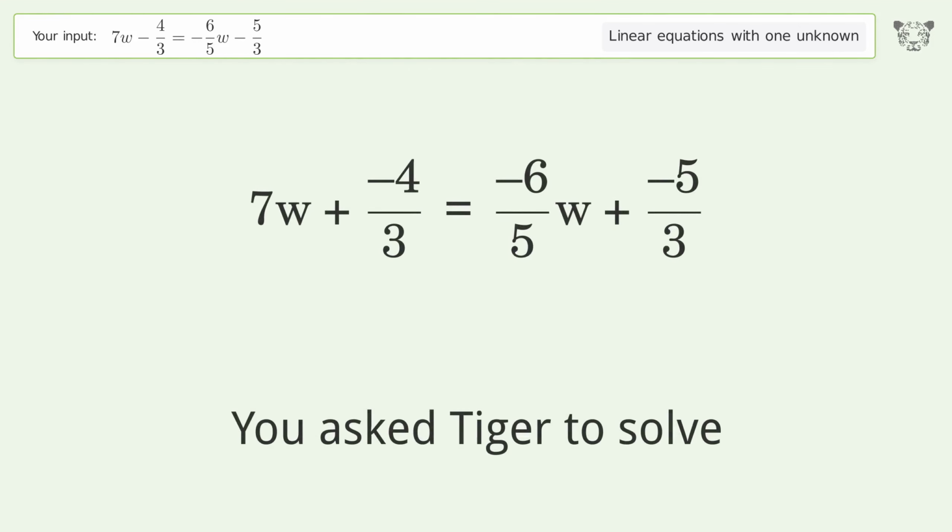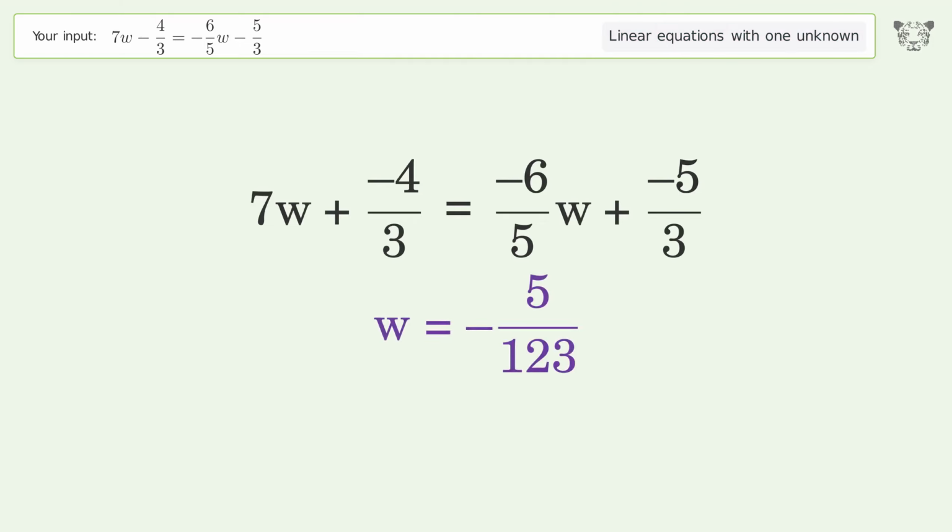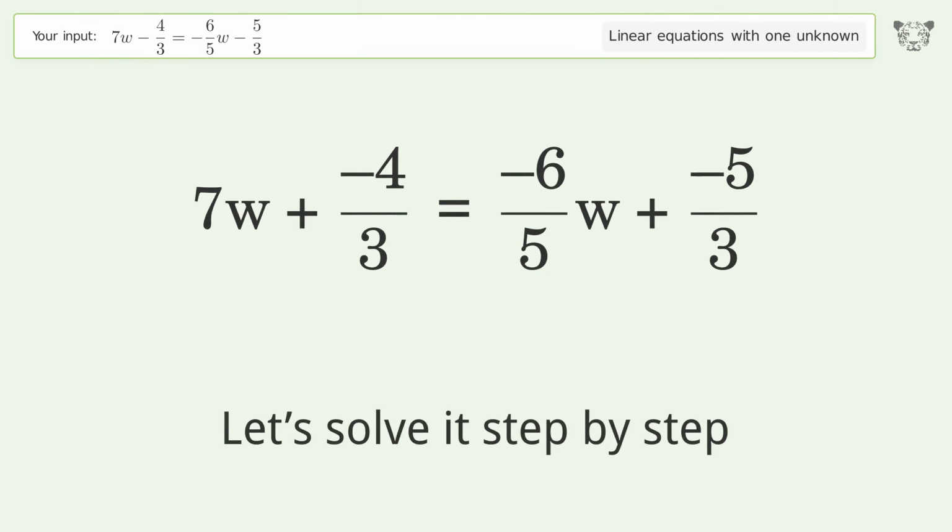You ask Tiger to solve. This deals with linear equations with one unknown. The final result is w equals -5/123. Let's solve it step by step.